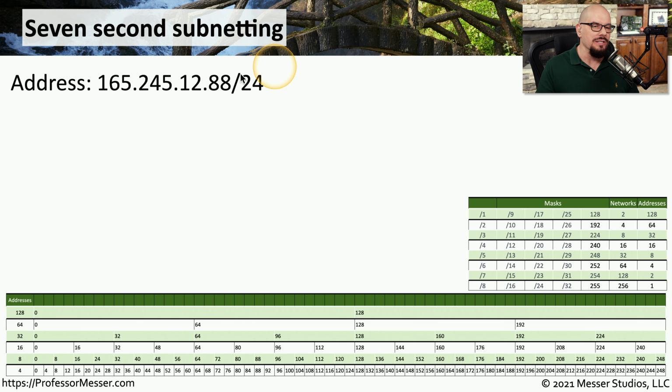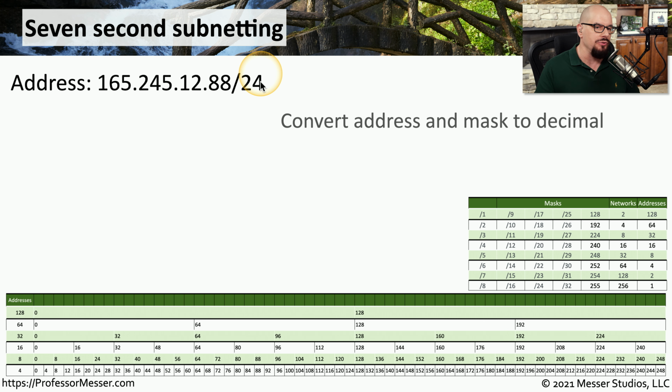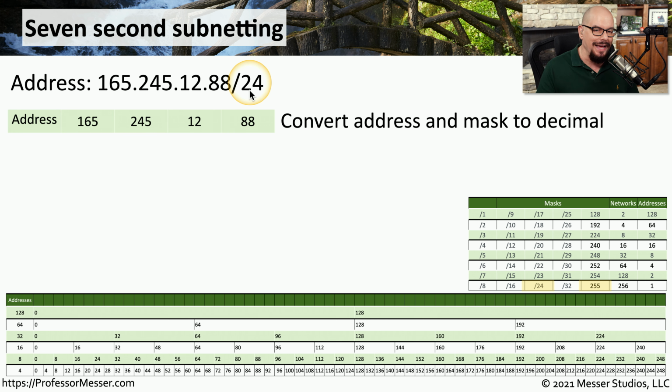Let's calculate the subnet address, broadcast address, first usable host, and last usable host for this address, 165.245.12.88/24. We know that the /24 is relatively easy to do in our head, but it makes for a good example to start the 7-second subnetting tutorial. Let's first convert the address and the subnet mask to decimal. Obviously, the IP address is already in decimal, but we need to convert that /24.